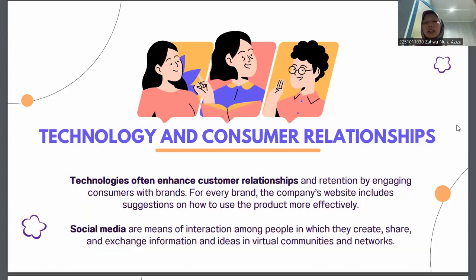So the next slide is discussing technology and customer relationships. Technologies often enhance customer relationships and retention by engaging customers with the brand. For every brand, the company website includes suggestions on how to use the product more effectively. And social media are means of interaction among people in which they create, share, and exchange information and ideas in virtual communities and networks. Next slide, please.